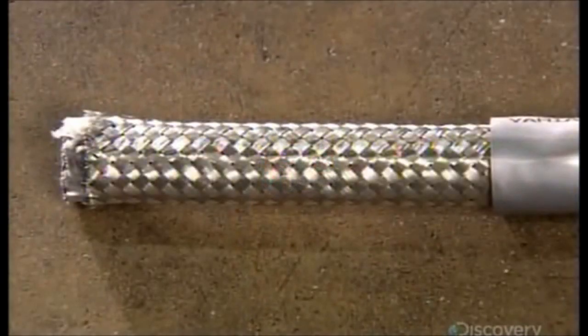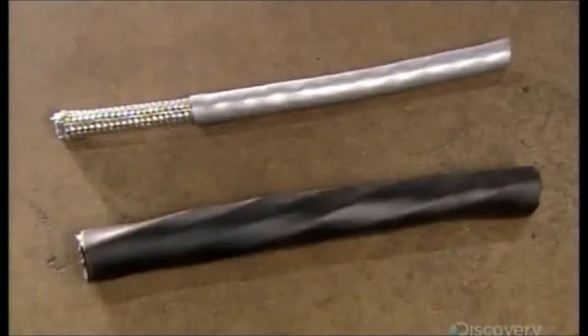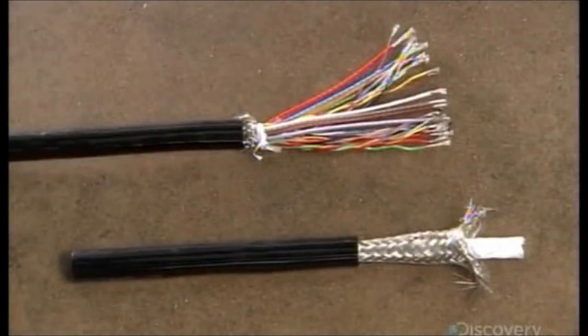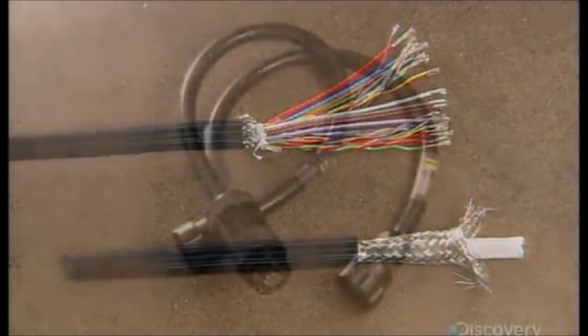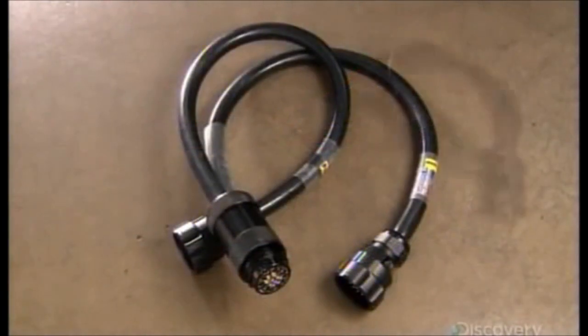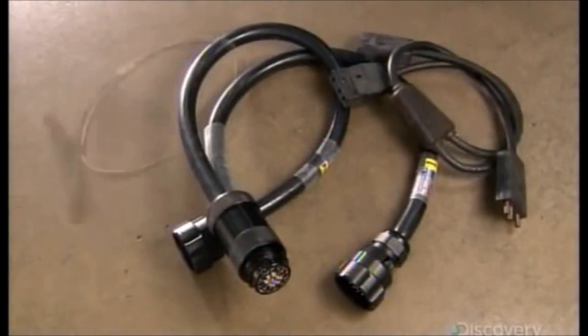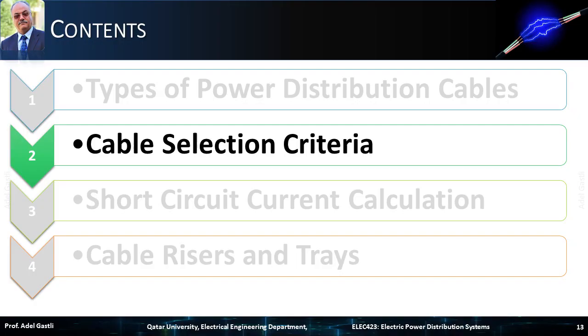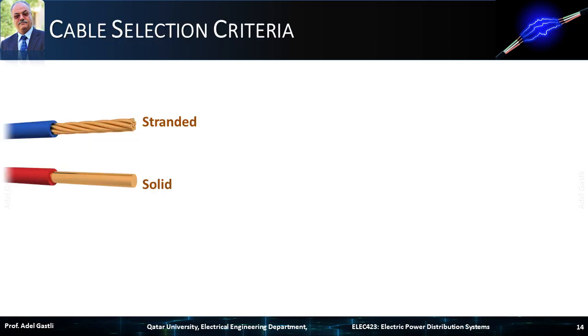From there, a last trip through the extruder for a final thermoplastic jacket. And the custom-made cable is ready to be connected and powered up. Next, I will present the main criteria for selecting power distribution cables. For instance, how to select a solid or a stranded wire type.